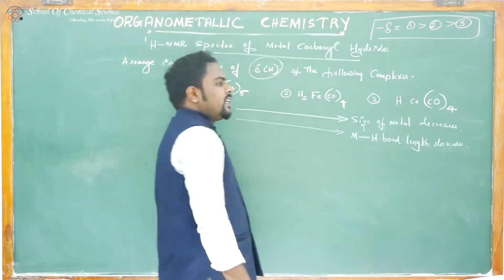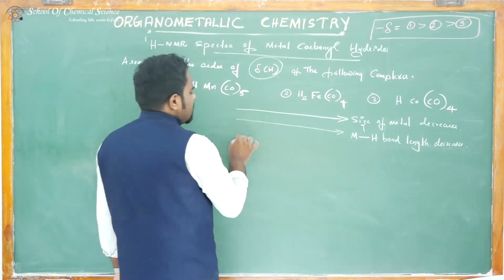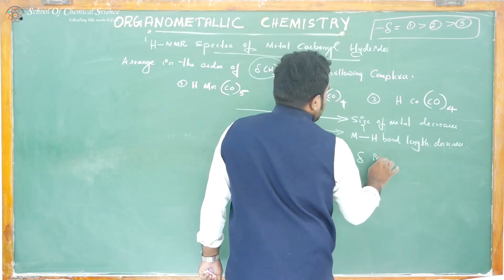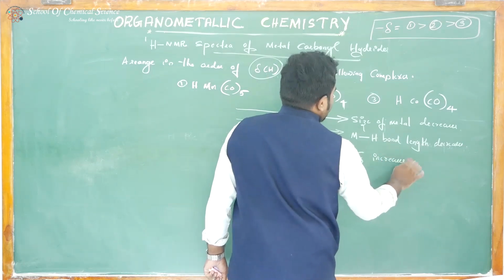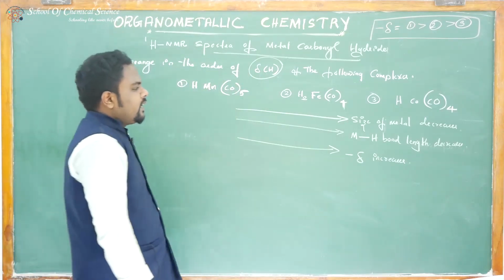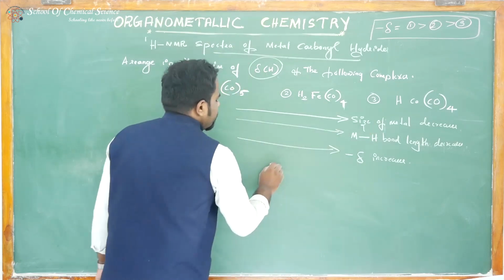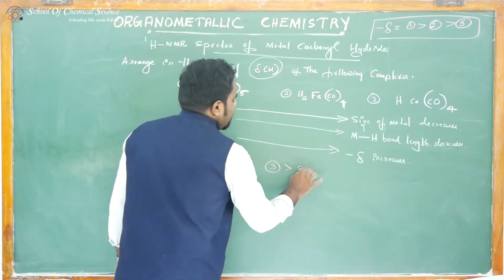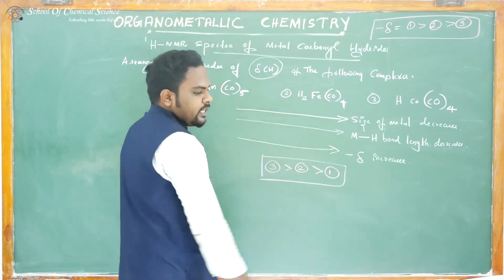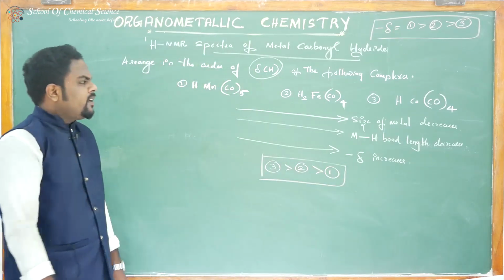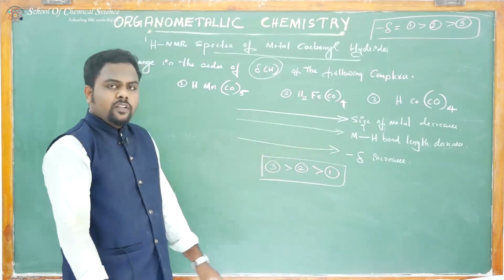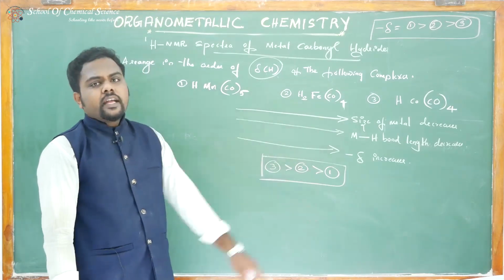When size of metal decreases, negative delta increases. So which one has the higher negative delta value? 3 greater than 2 greater than 1. That is the answer. Why does cobalt have small size here? The cobalt-hydrogen bond length is very low, highly shielded, very high negative delta value.